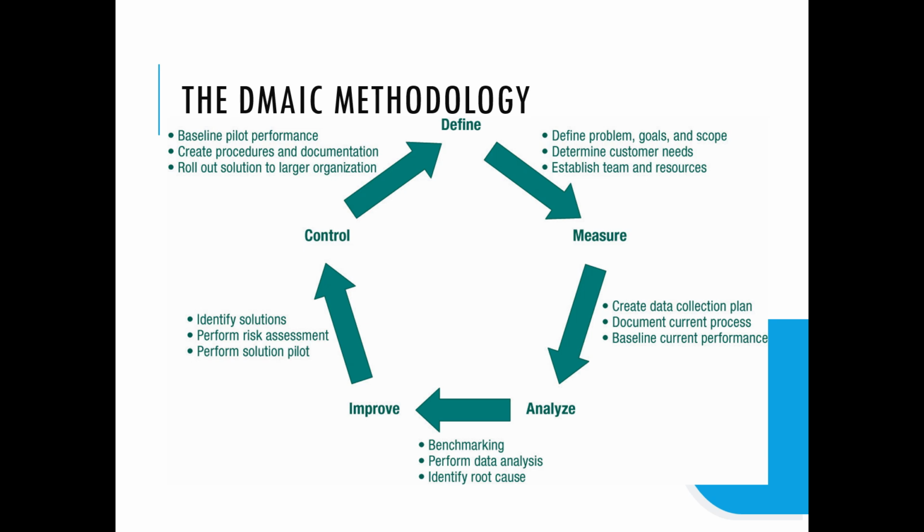First, we need to define the problem, the scope of the problem, the goals. We need to determine the customer needs and establish the team and resources. Then we measure and create the data collection plan. We make the current process and we make the baseline and current performance. After that, we analyze, we benchmark and we perform data analysis and root cause analysis. We even come up with fishbone diagrams. After that, we control, we identify the solution and we perform the risk assessment and solution pilot.